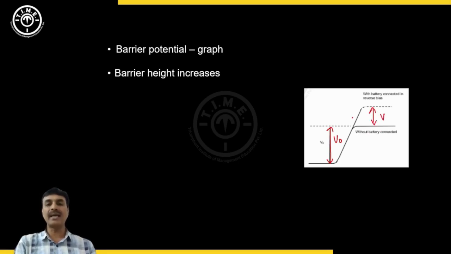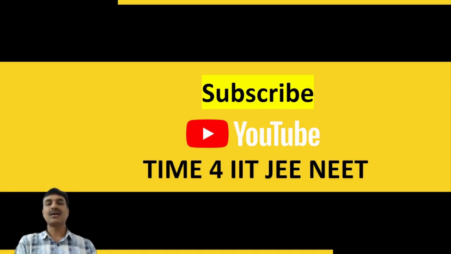So, effective barrier height becomes V0 plus V in this case, in reverse bias mode. Understood? Yes. Now, let's have a look at some questions asked in previous JEE main.